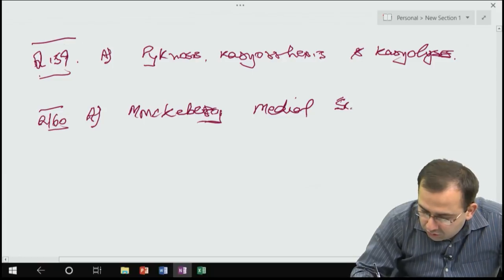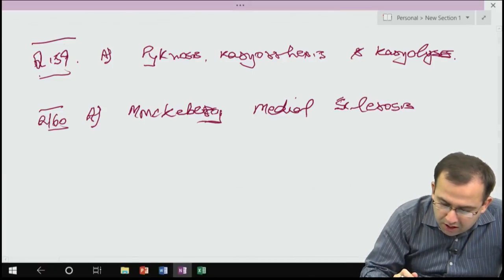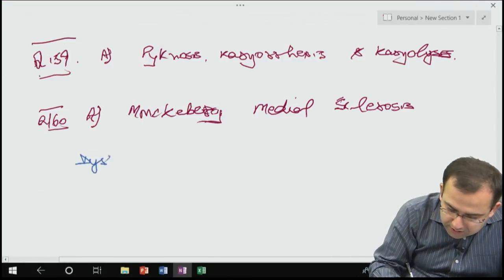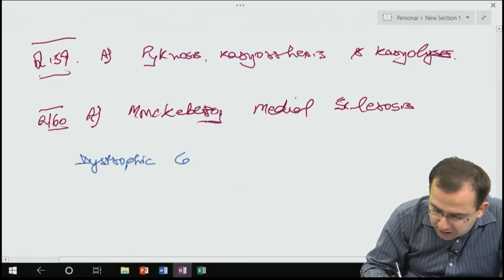Next point, what is Mönckeberg's medial sclerosis? Which calcification is it, dystrophic or metastatic? This is dystrophic. Serum calcium is normal. This is dystrophic calcification.